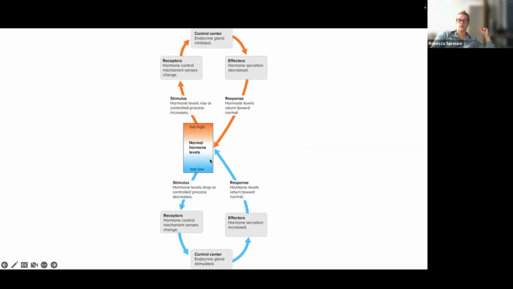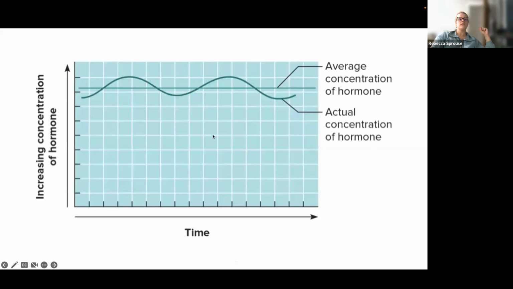And then too low would be a similar response, except we want to release more endocrine hormone. And just know that this is what negative feedback looks like. This is what homeostasis looks like.